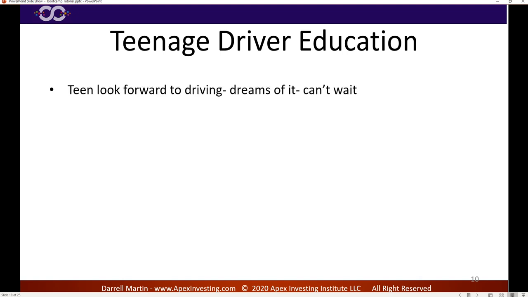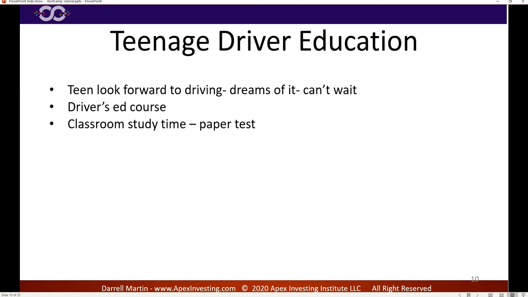And going back to the driver education analogy, teens look forward to driving, right? That's all they ever talk about in their teen years. I can't wait to drive, and I dream of it, and here's the car I want, and I want to go to my driver's ed course. And do they get them to driver's ed and put them right in a car and make them start driving? Gosh, I hope not, right? We don't want them on the road.